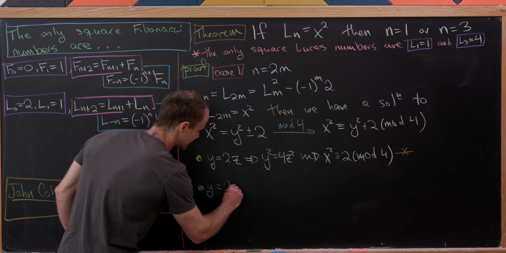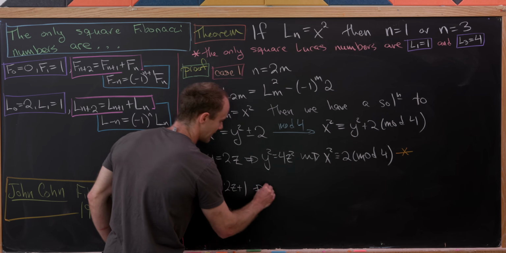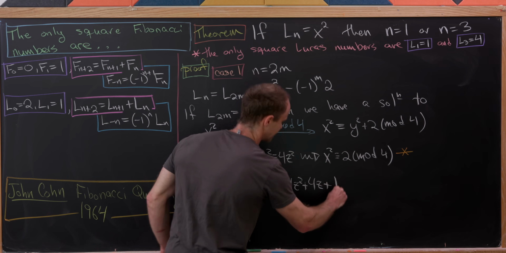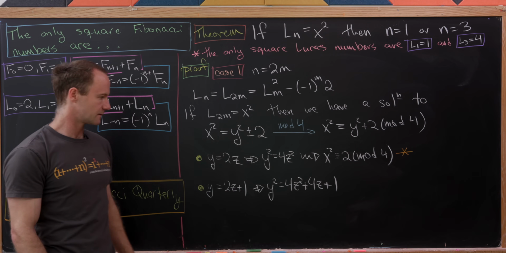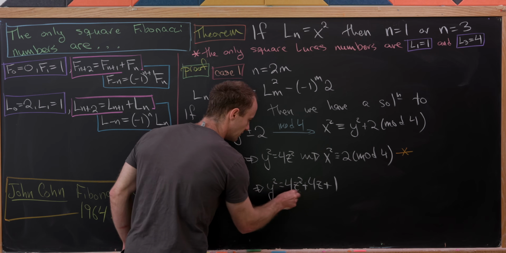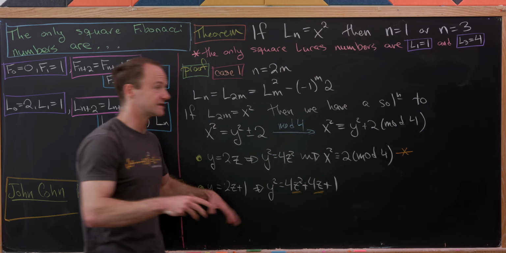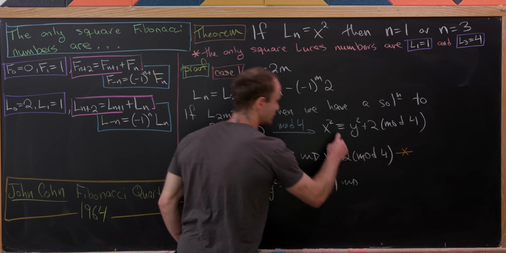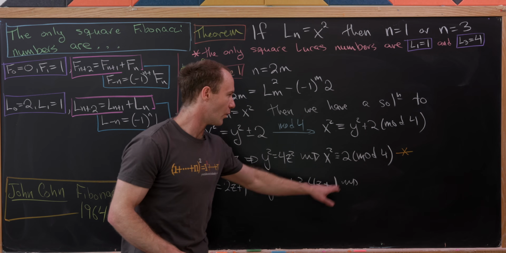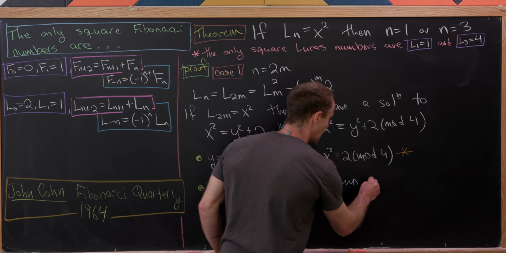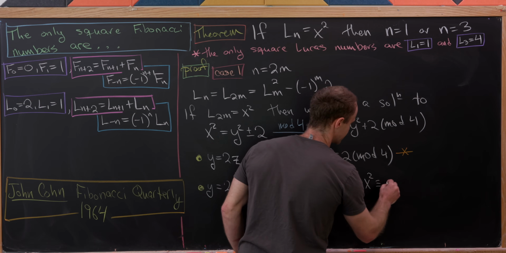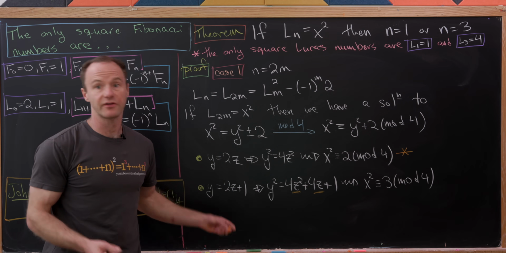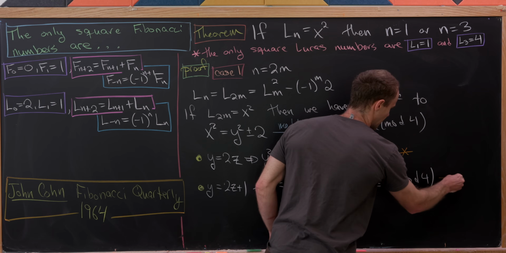So if we have y is equal to 2z plus 1, then that means that y squared is 4z squared plus 4z plus 1, just like multiplying it out. But notice we've got two multiples of 4 here that will disappear when we reduce mod 4. So now plugging that into our congruence right here, we'll have a 1 which combines with this 2, and we have x squared is congruent to 3 modulo 4. But again, 3 is not a perfect square mod 4.